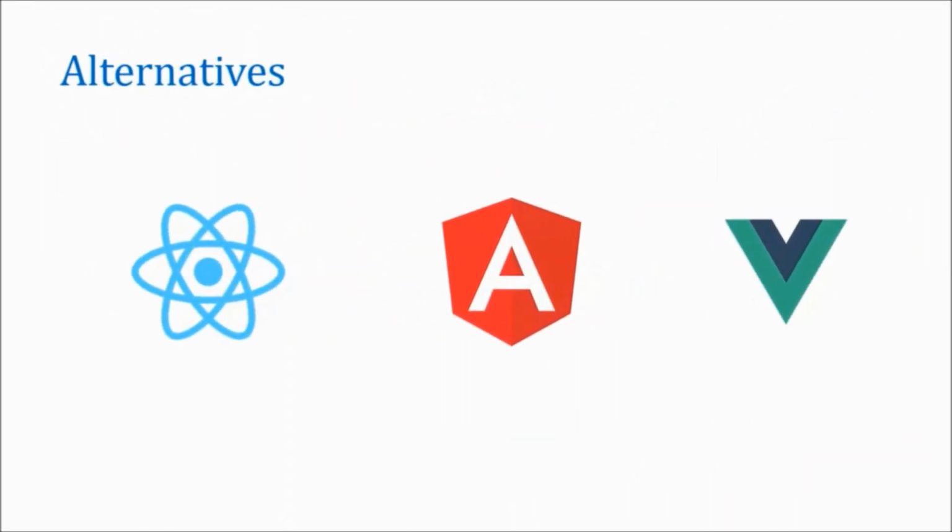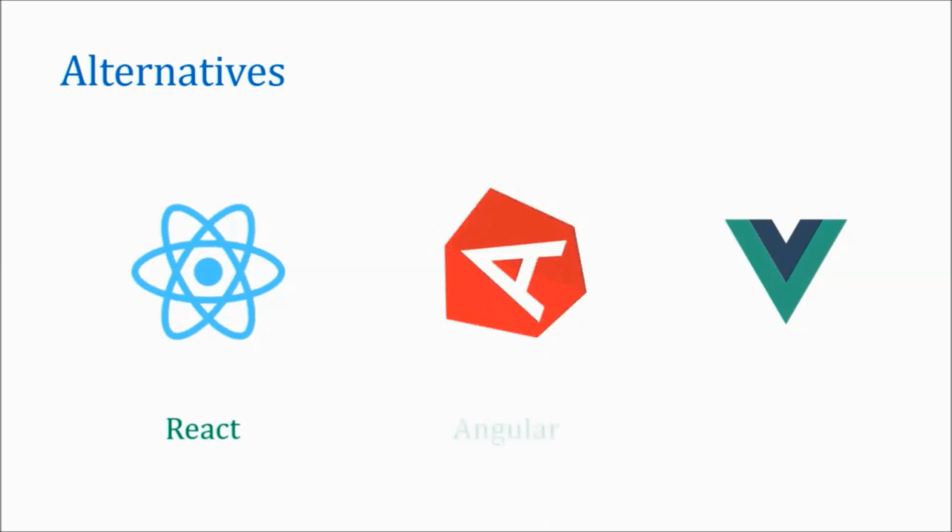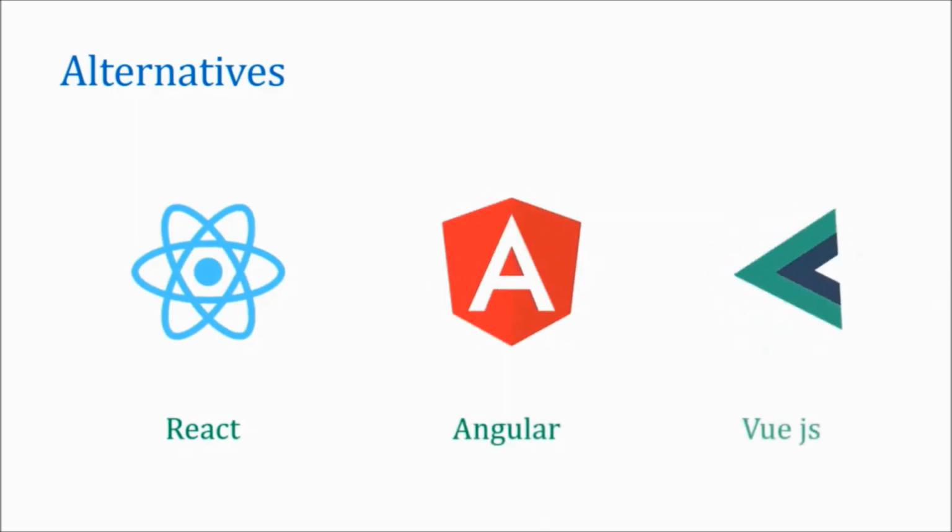Similar to React, we have other alternatives to develop efficient dynamic web applications. Some of the familiar frameworks are Angular and Vue.js. The major difference between these is that React is a JavaScript library, whereas Angular and Vue.js are JavaScript frameworks.